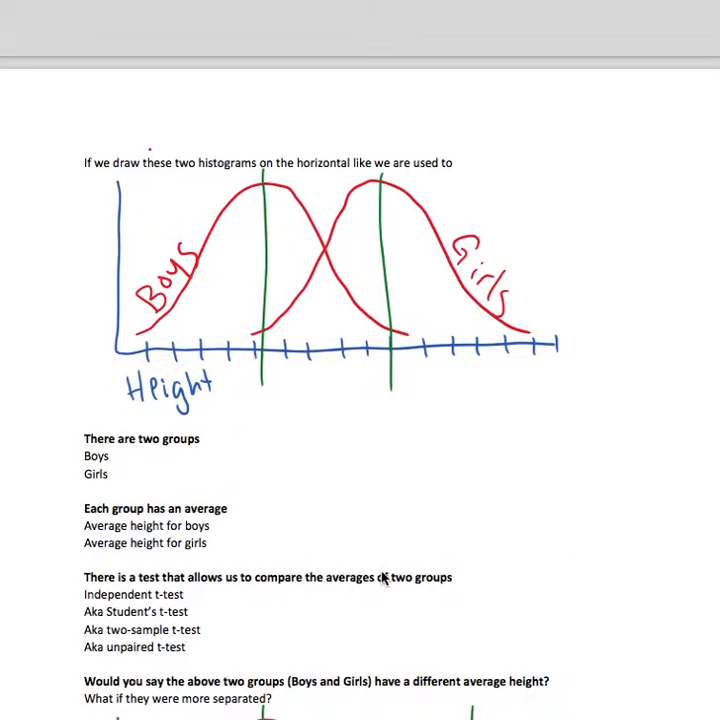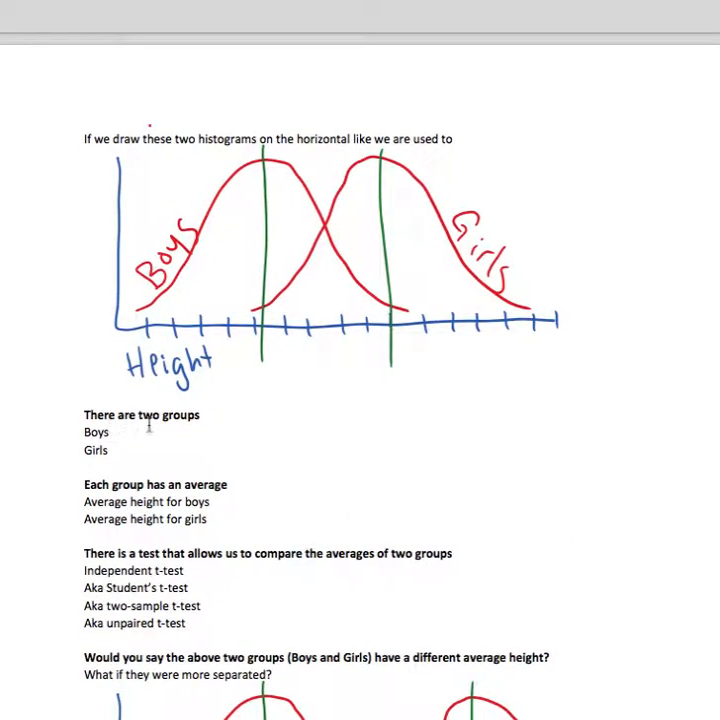So here we have our two groups. There are two groups, boys and girls. Each group has an average, that's the green line, the average height for boys, the average height for girls. Each group also has a distribution. We're going to talk about that in a little bit. And there's a test that allows us to compare the averages of two groups. And so here's the key phrase, compare the averages of two groups. In order to compare the averages of two groups, we would use the independent t-test.